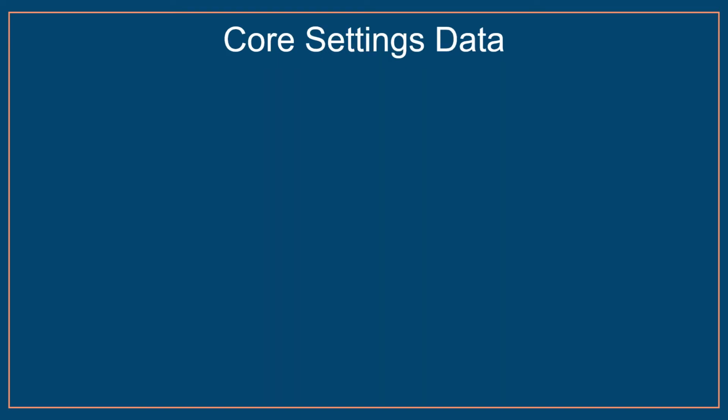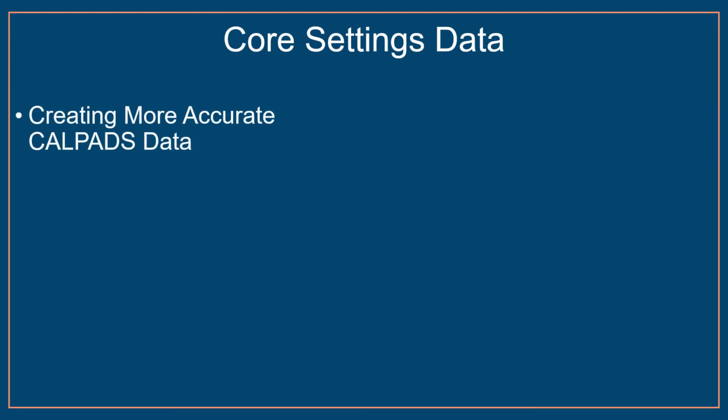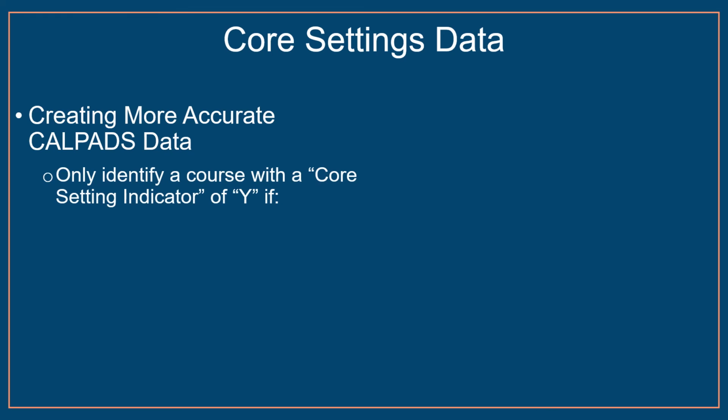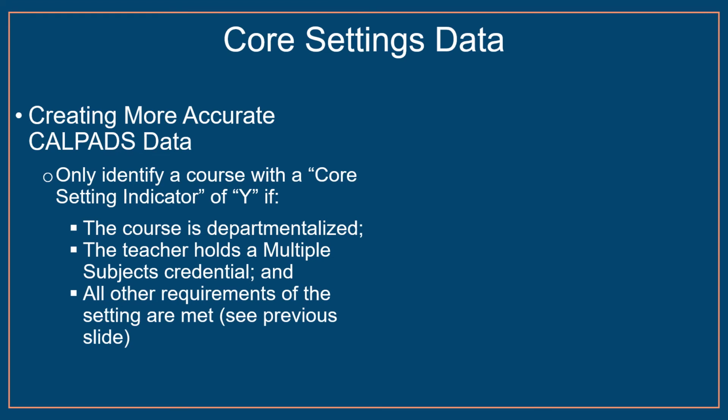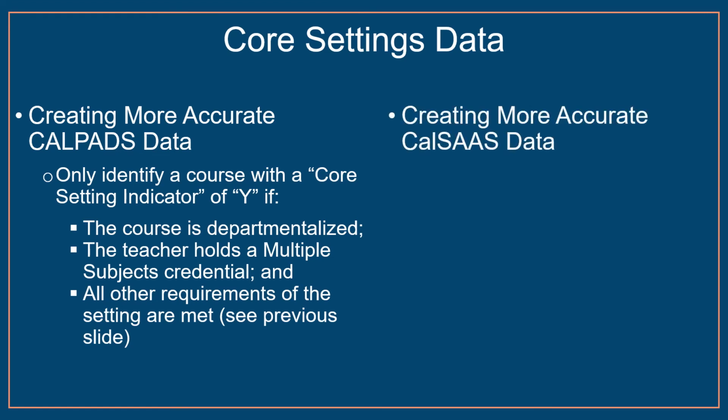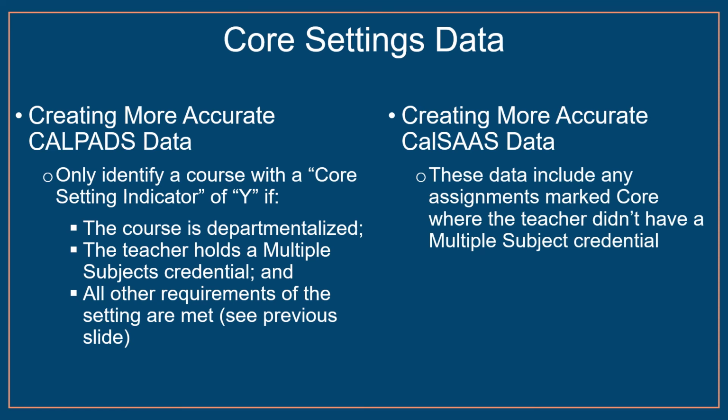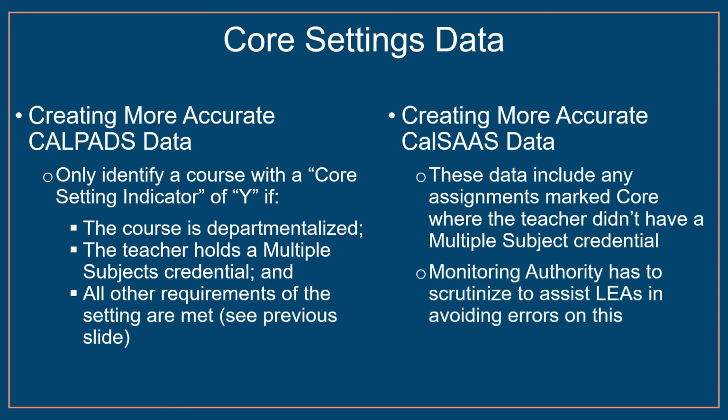Regarding the course settings determination for a CalSAAS exception, and a portion of the incomplete assignment monitoring outcomes data. Creating more accurate CalPADS data. Only identify a course with a course setting indicator of Y for yes if the course is departmentalized, the teacher holds a multiple subjects credential, and where all other requirements of the setting are met. See previous slide. Creating more accurate CalSAAS data. These data include any assignments marked core where the teacher didn't have a multiple subject credential, and the monitoring authority has to scrutinize to assist LEAs in avoiding errors on this.